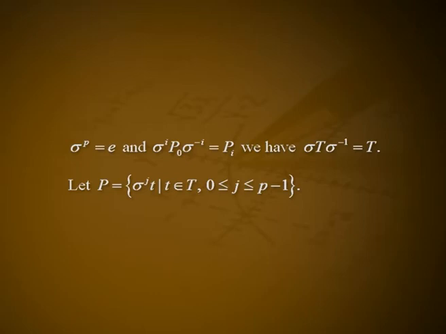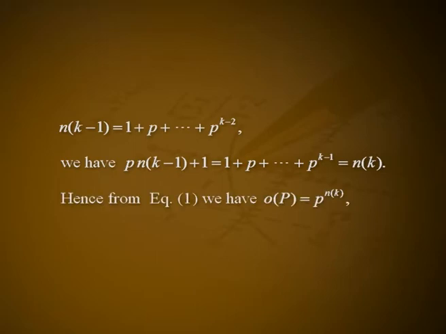Let P be equal to the set of all sigma^j times t such that t belongs to T, where 0 is less than or equal to j less than or equal to p-1. Since sigma does not belong to T and sigma T sigma inverse is equal to T, we have two things. Firstly, P is a subgroup of S_(p^k), and furthermore the order of P is equal to p times the order of T, that is equal to p times p^(p·n(k-1)), that is equal to p^(p·n(k-1)+1). We call it equation 1.